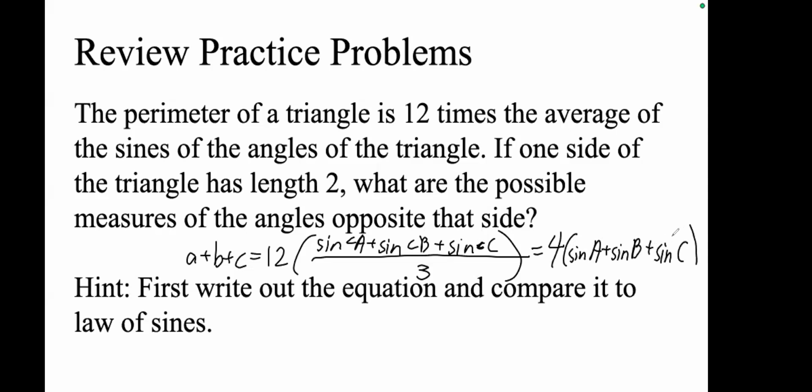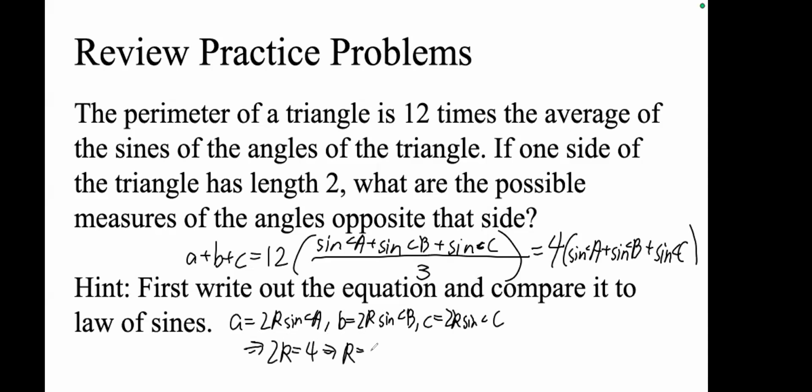And then you have to connect it to the law of sines, since you have all the sides. So you get the law of sines, right? And then you can get a is equal to 2R sine A, b is equal to 2R sine B, c is equal to 2R sine C. And then you have to substitute and solve for the circumradius, which is R. So 2R sine A plus 2R sine B plus 2R sine C equals 4 parenthesis sine A plus sine B plus sine C.